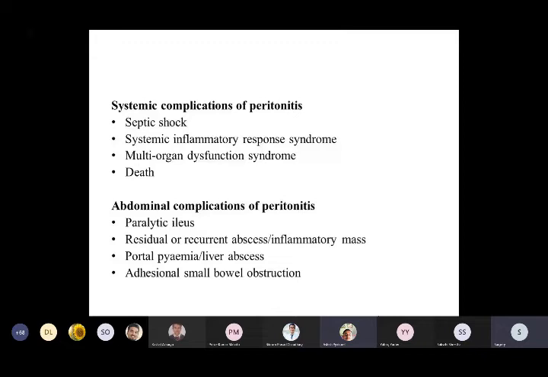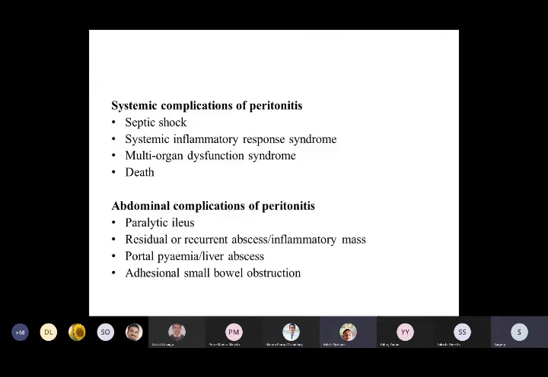Portal pyemia is actually the infection of the liver that follows infection of the intestine. We already know that the liver is supplied 20% by the hepatic artery and 80% by the portal vein. And the portal vein carries blood from the intestine to the liver with nutrients. So portal pyemia is infection that goes from the intestine to the liver through the portal route. And additionally, small bowel obstruction. These are the complications of peritonitis.